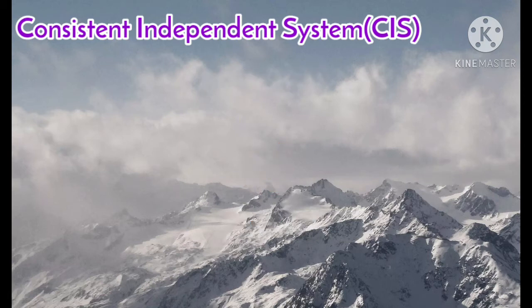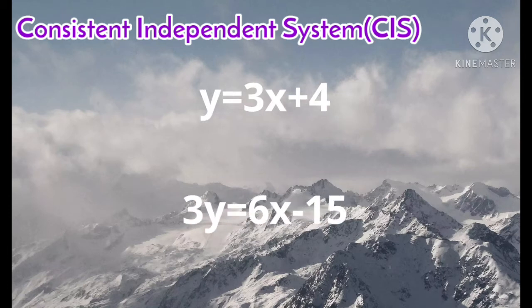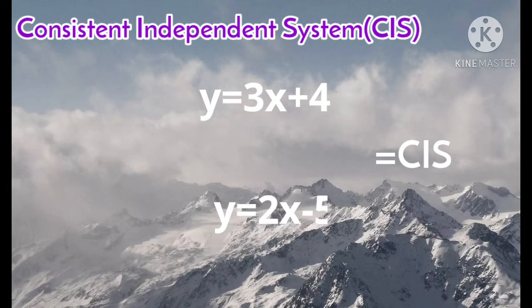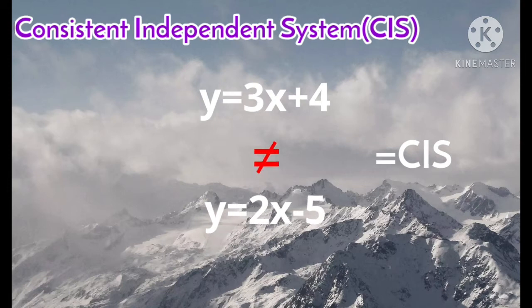Another example of a consistent independent system would be y equals 3x plus 4 and 3y equals 6x minus 15. This system of a linear equation still counts as a CIS because if we solve the second equation, their slope values still won't match.